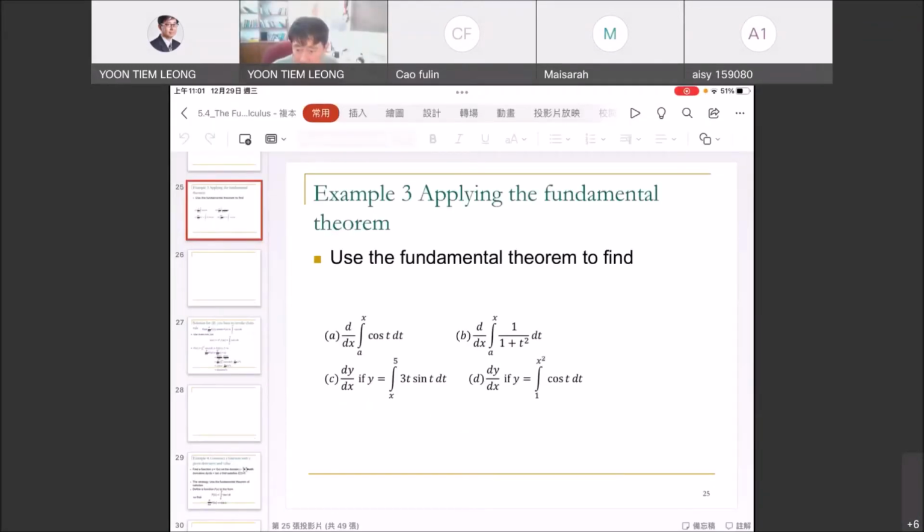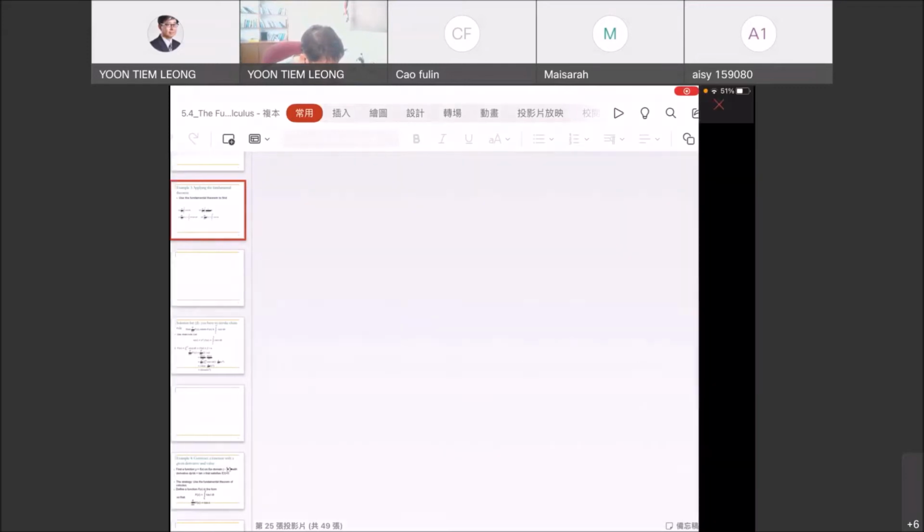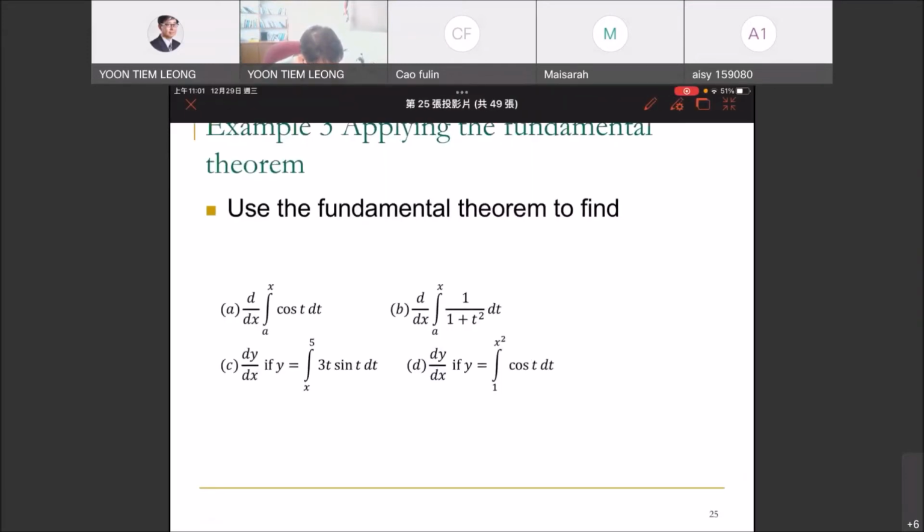Okay, so I've already resumed my recording. Let us look at example 3. Okay, so this is what I'm going to do. I'm going to do expressions 1A. I'll call this function F(x) to be defined as an integral function.